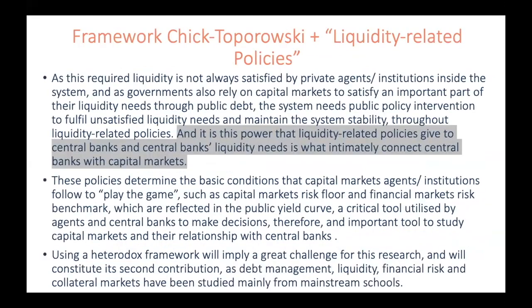Because in the system, this liquidity can be created by agents, but sometimes their expectations are not met, because agents are not rational and markets are not efficient. The system needs governments that sustain it. And this is very important because governments provide this trust to the system, but also governments need these capital markets to work well to satisfy their liquidity needs as well. So the system needs public policy intervention to fulfill these unsatisfied needs and also for their own liquidity needs.